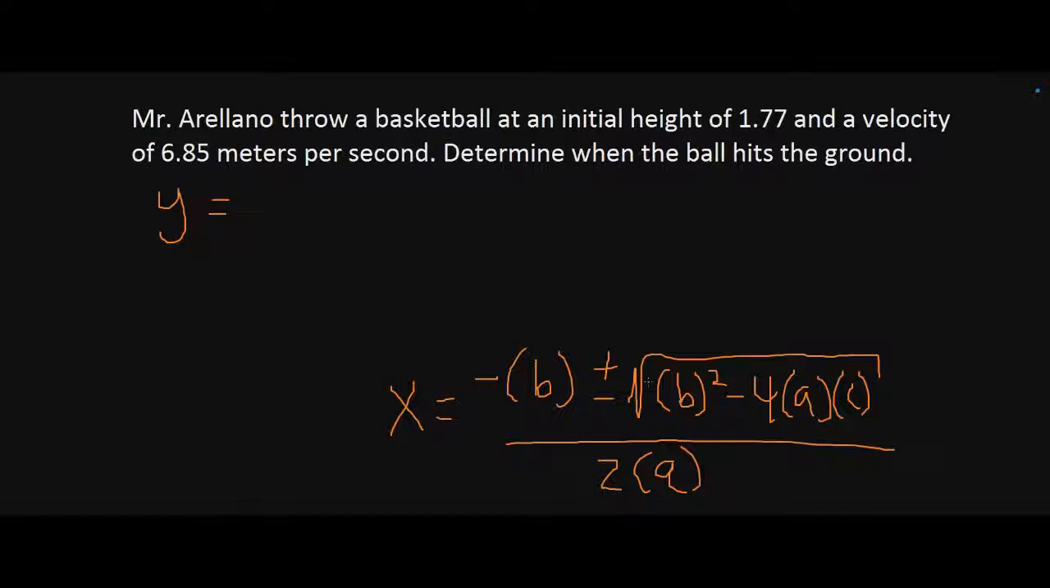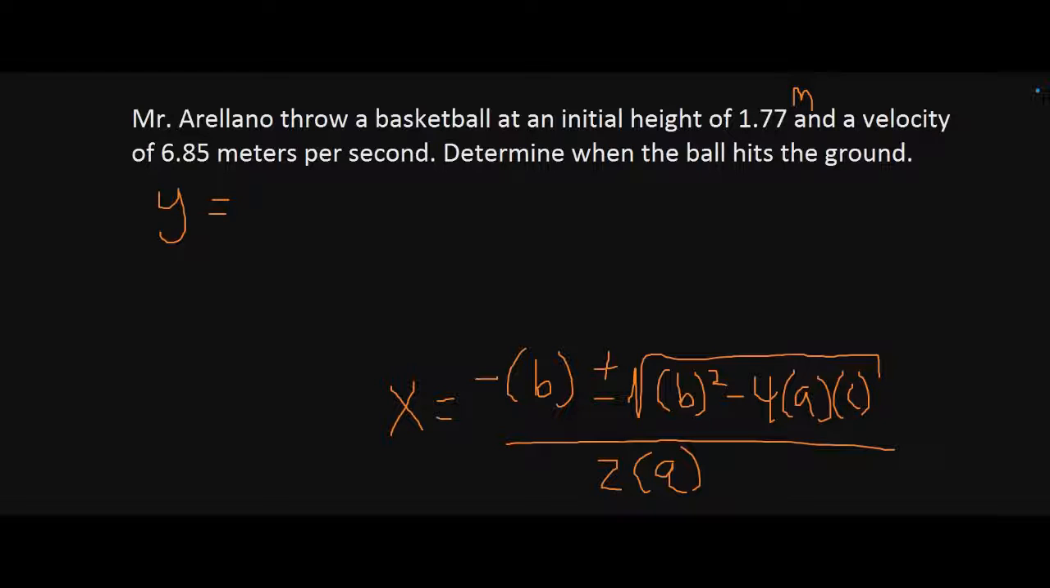Algebra 2, welcome once again to this video on how to use the quadratic formula with the projectile motion scenario. If you look back at the previous video in section Q1, Mr. Arellano throws a basketball, with the same information: an initial height of 1.77 meters, and a velocity of 6.85 meters per second.